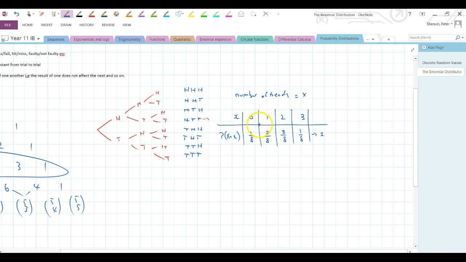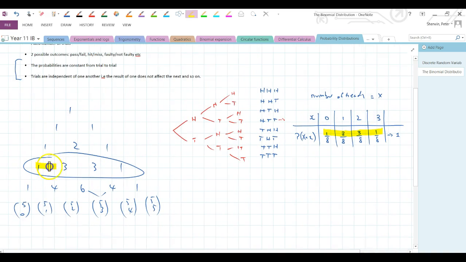Okay, number of heads is x. So when we're tossing the coin 3 times, we can have no heads, 1, 2, or 3. We're looking at the probability distribution of this. And what I want to highlight here is I filled in all the probabilities, and you can check them. But let's just have a look at one head. See, one head turns up here, here, and here. So there's 3 outcomes that satisfy one head. There's also 3 outcomes that satisfy 2 heads and 1 tail. Now look at that top row and tell me what you notice. 1, 3, 3, 1. We've just done something there, haven't we, with that?